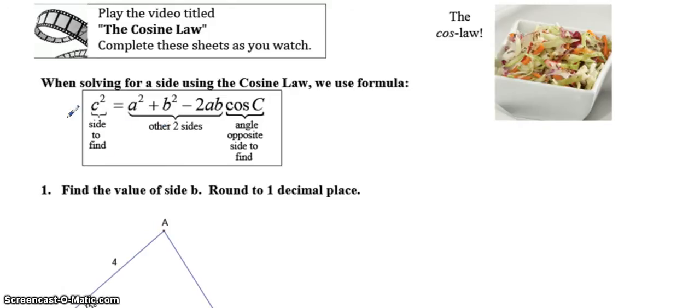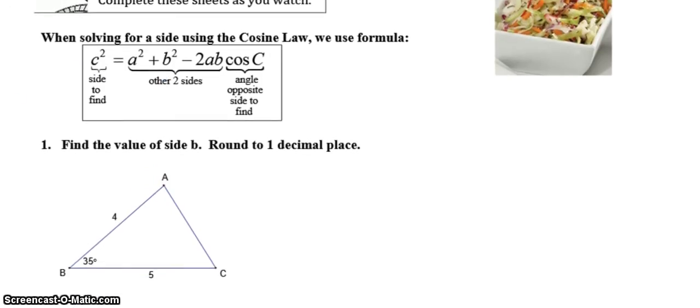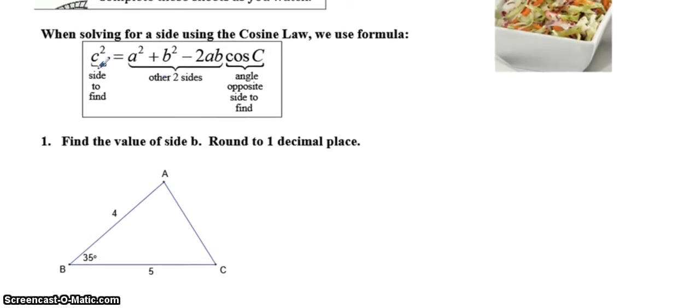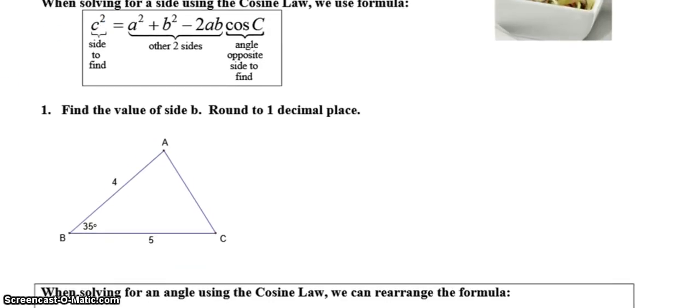So if you're trying to figure out the value of side C, it's equal to the other two sides squared and added, minus 2 times the other two sides times the cosine of the angle opposite the side you're trying to find. So let's take a look at it in this example.